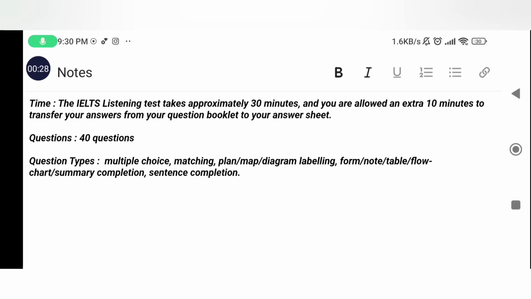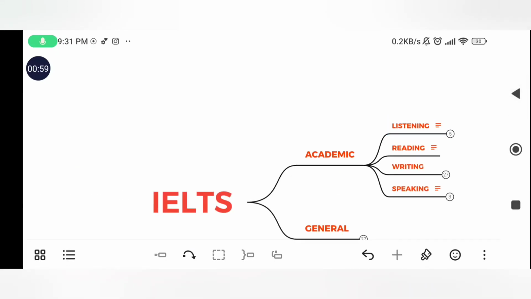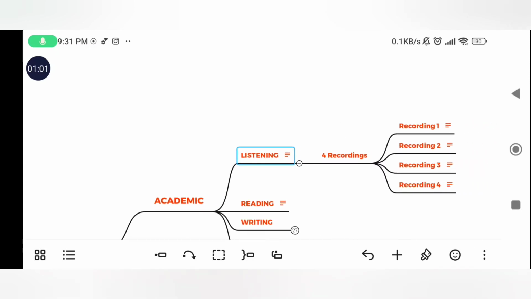In the listening exam you get around 40 questions, and when you talk about the types of questions, you get multiple choice questions, matching questions, then plan, map or diagram labeling, then form, note, table, flowchart or summary completion questions, and sentence completion questions too. You may be asked all these kinds of questions, or only some of them in your examination, that depends.